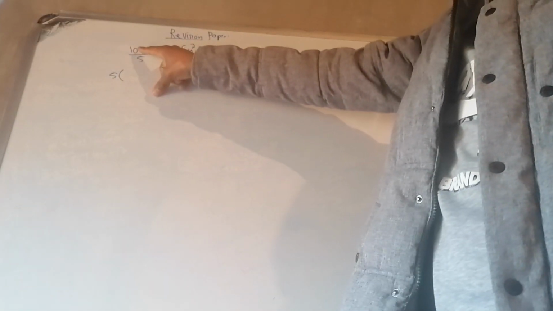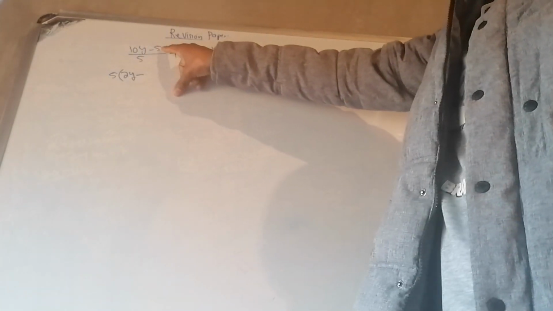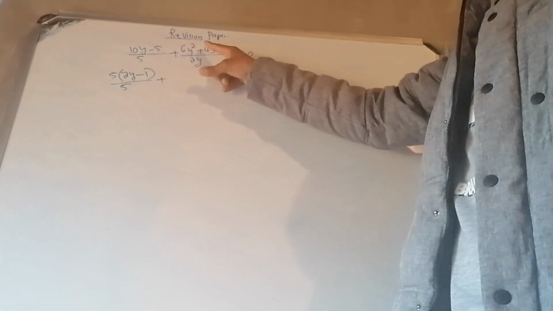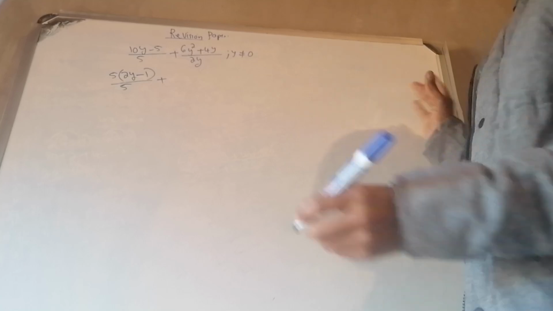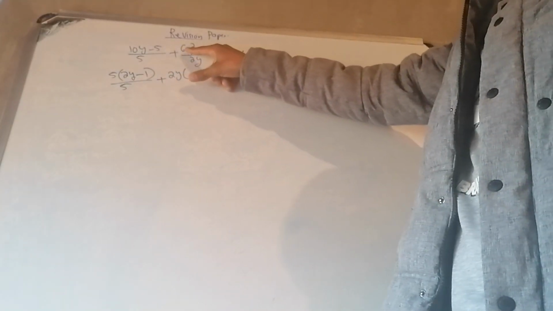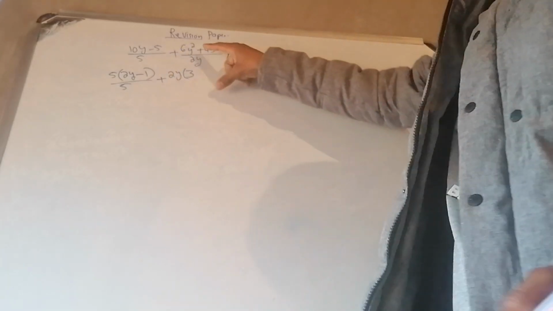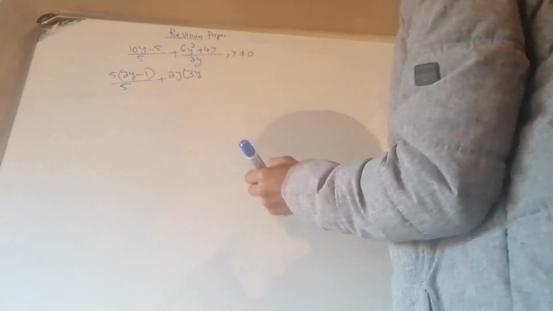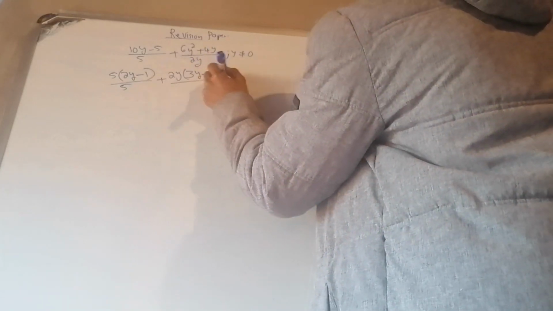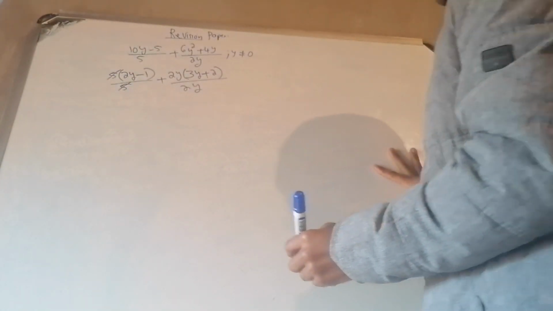Take out 5: 5 times 2 gives 10, so we are left with 2y minus 1, divided by 5, plus. In the second fraction there is a common factor of 2 in 6 and 4, and also y. Taking out 2: 2 times 3 gives 6, 2 times 2 gives 4, leaving y(3y + 2) divided by 2y. The 5s go once into each other, and finally the 2y goes once into the 2y.